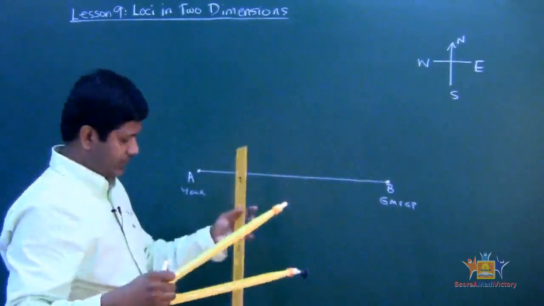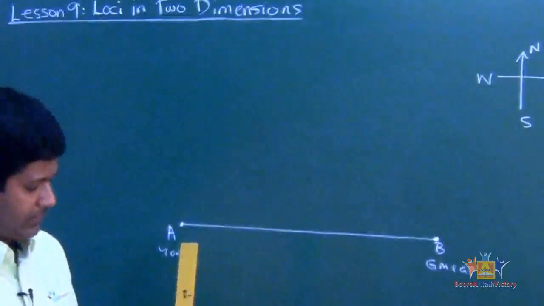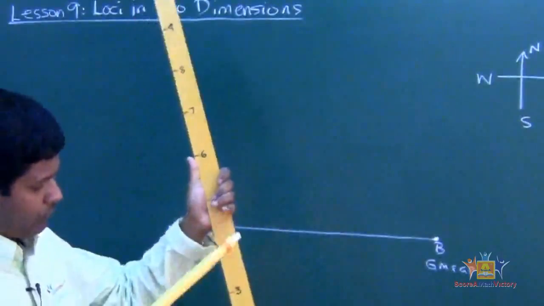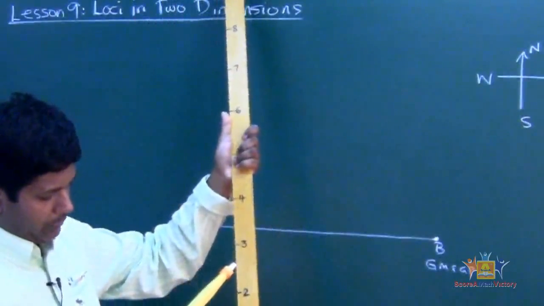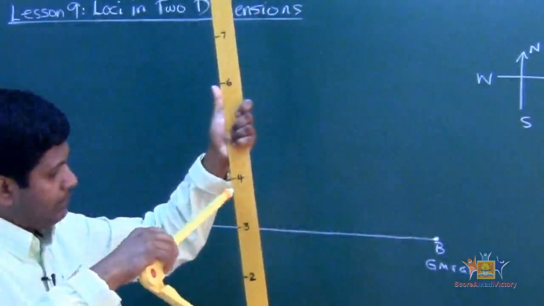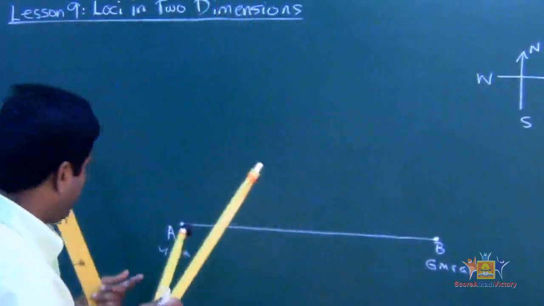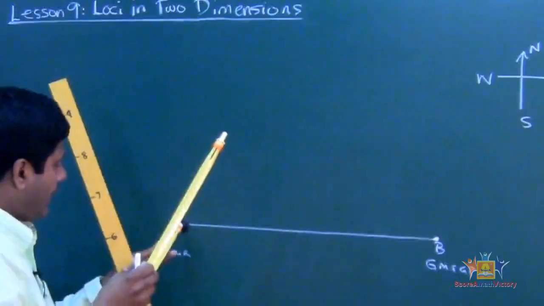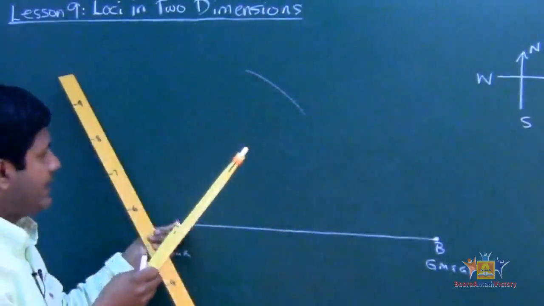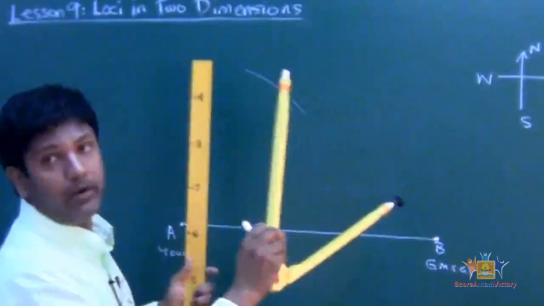So first let's measure it. Let's start from your house. 4 kilometers, that means 4 centimeters. So we're going to use 1, 2, 3, 4. We position the sharp needle on the 0 and then bring this one up to 4 right there. Then we put it on the A and draw an arc.